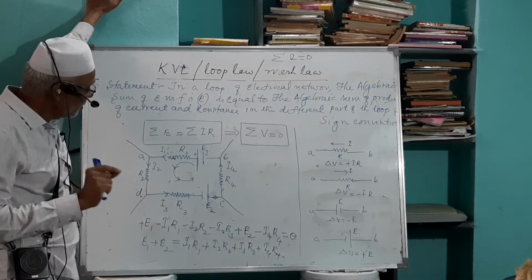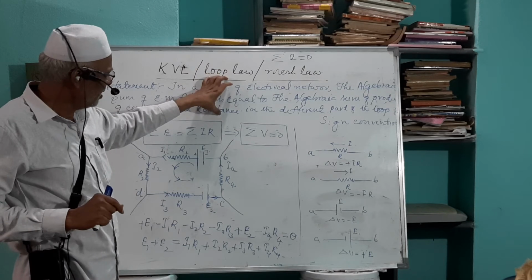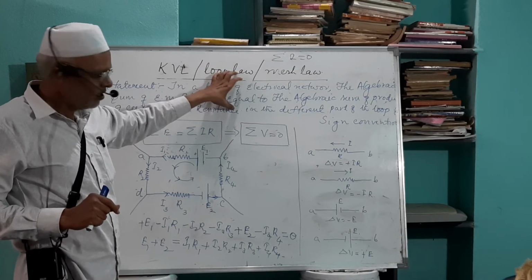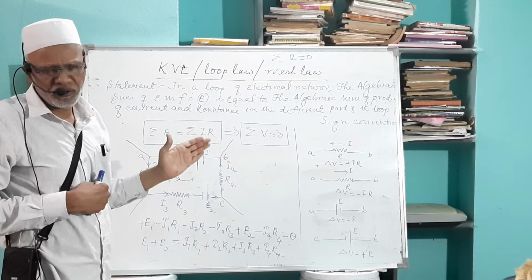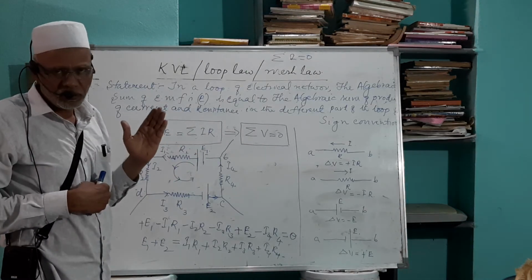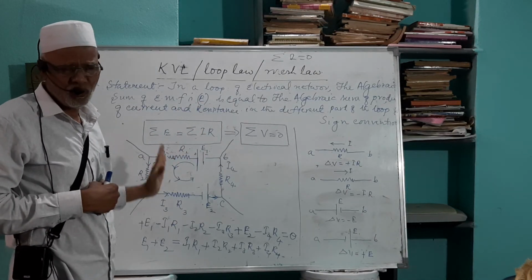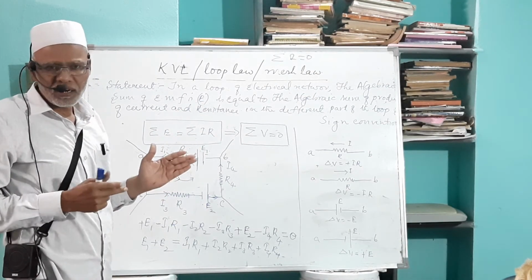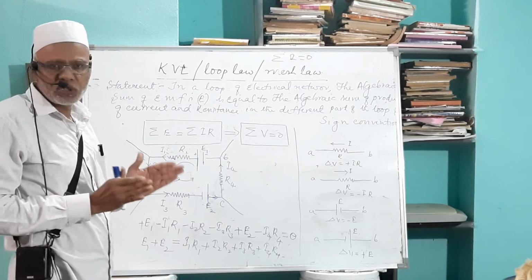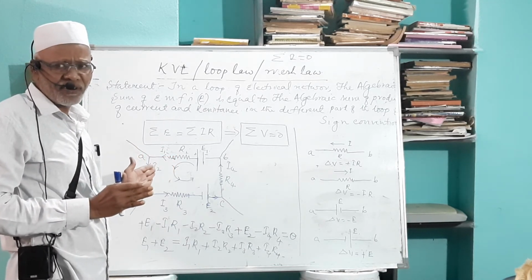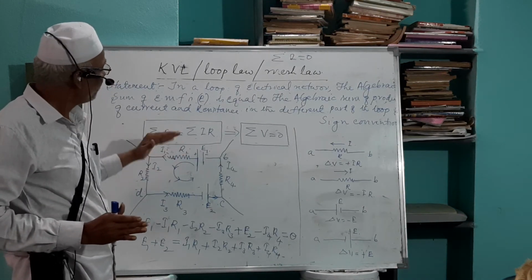So far we have discussed the statement of the KVL law. KVL means Kirchhoff voltage law. One format is: in a loop of an electrical network, the algebraic sum of EMFs is equal to the algebraic sum of the product of current and resistance in the different parts of the loop. There are four parts; you have made the IR products and added them, which is equal to the sum of the EMFs of the different branches of the loop. This is the complete explanation.